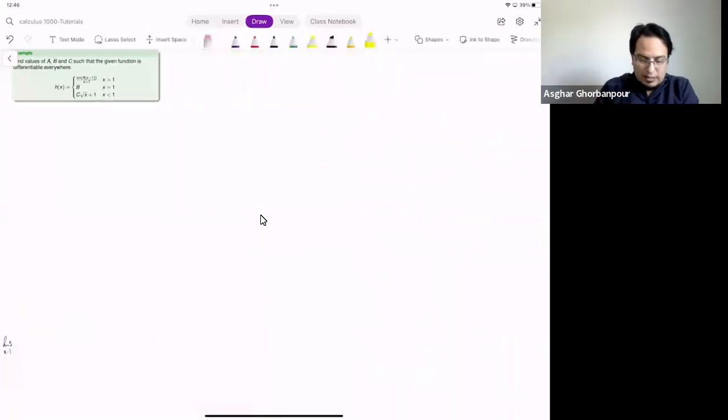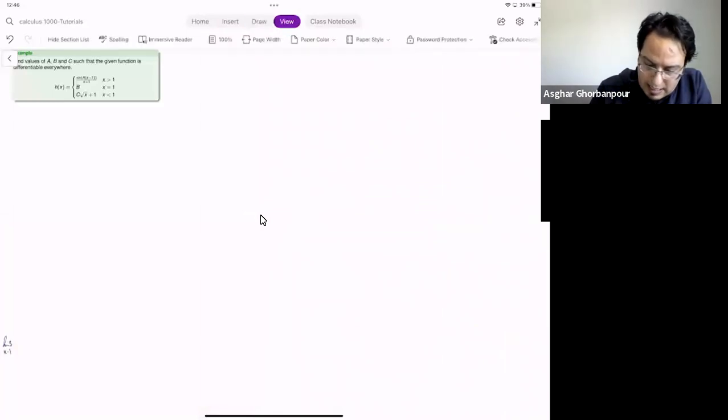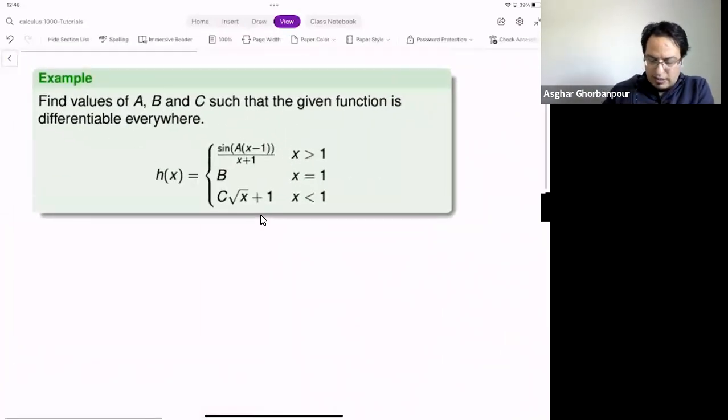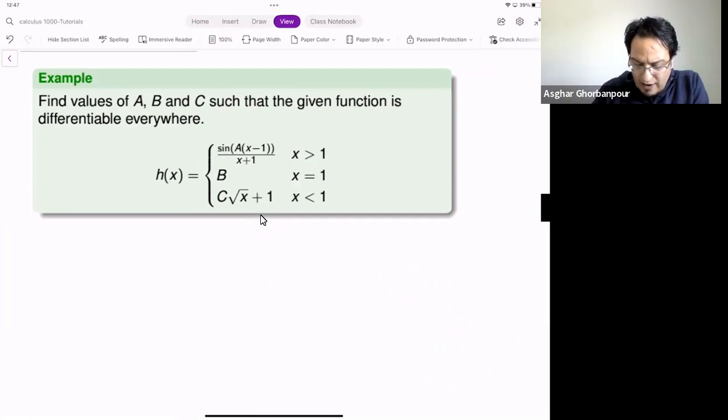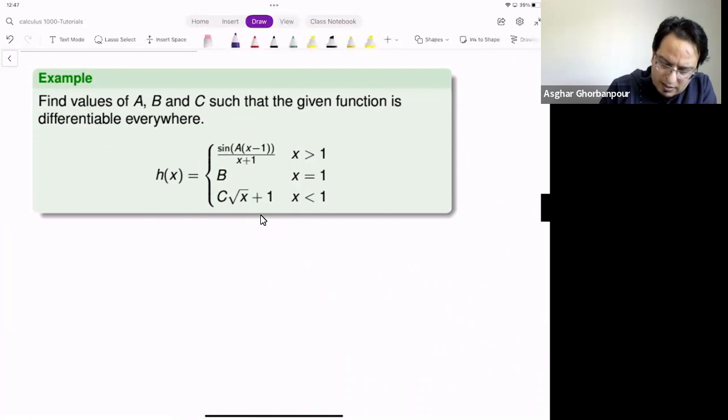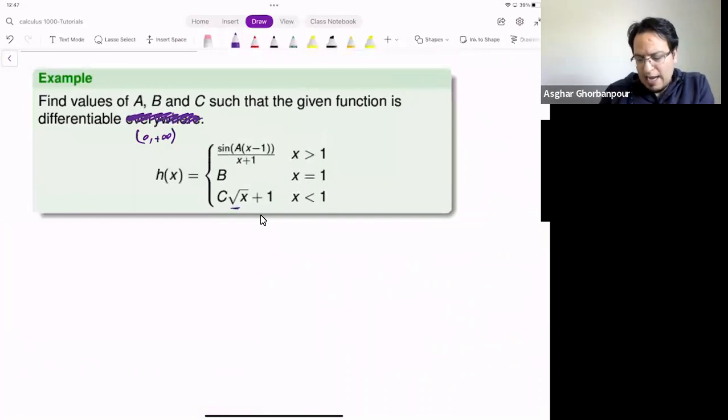I can move to the other one. Okay, so this is one of the good typical questions that we have. Here, find values of a, b, c for which the function is differentiable everywhere. This is not a good statement here. This should be on this guy, because here I have root x, and the function is not defined for negative values of x.